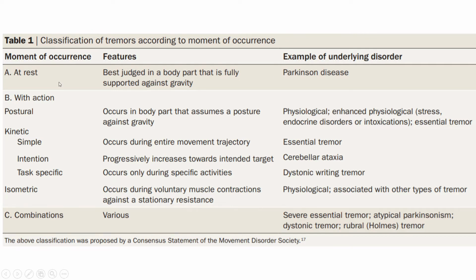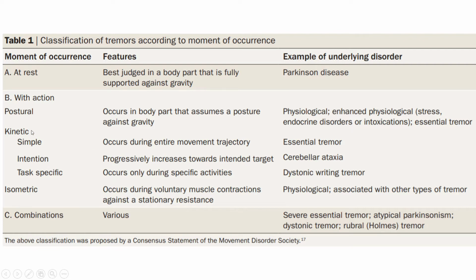On the other hand, if the tremor is an action tremor, it can be postural, that is, occurring in a body part that assumes a posture against gravity. Examples include physiological tremors and enhanced physiological tremors, for example from stress, endocrine disorders like hyperthyroidism, or intoxications, and also essential tremors. Kinetic tremors are those which occur during motion. It can be simple kinetic, which simply means it occurs during the entire movement trajectory, for example, an essential tremor.